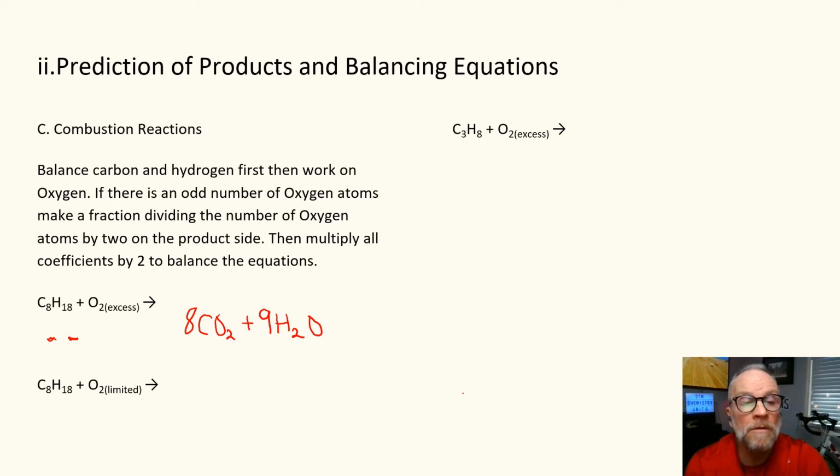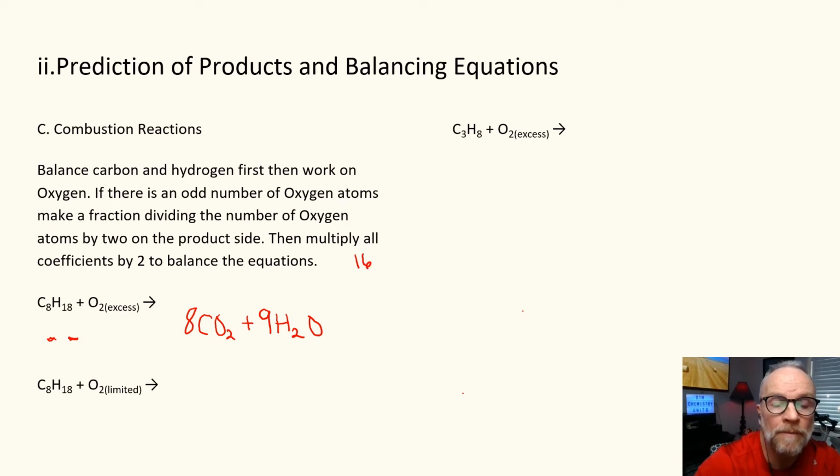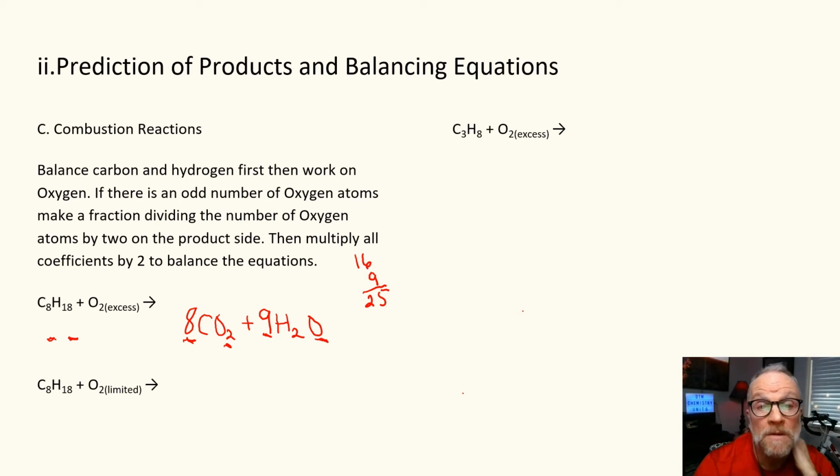hydrogen, and now we'll do oxygen. So let's add up our oxygen. It's a little tricky because you have oxygen in carbon dioxide, and you have oxygen in water, so you have to keep that in mind. 8 times 2 is 16. 9 times 1 is 9. And 16 and 9 make 25. Okay. So we have an odd number of oxygen atoms.